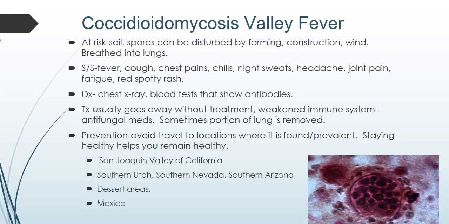The treatment, it usually goes away without any treatment, but if someone has a weakened immune system, they're going to need antifungal medications to be able to battle the fungus. And sometimes a portion of the lung is removed if it gets very severe. The prevention is to avoid travel to locations where it's found or prevalent. And if you do go to those locations, just be aware that if any of the issues occur like farming, construction, or wind, that you are at an increased risk for this disease.